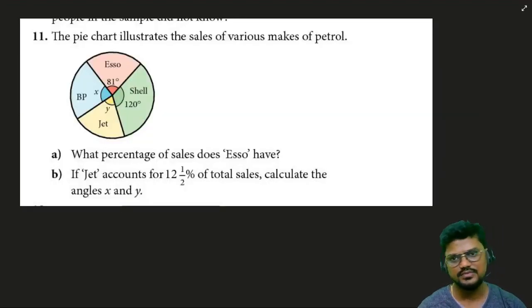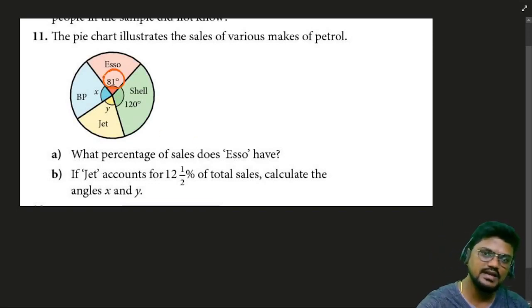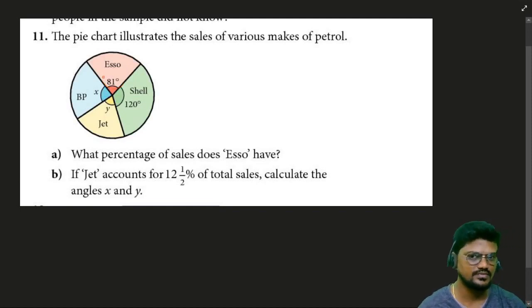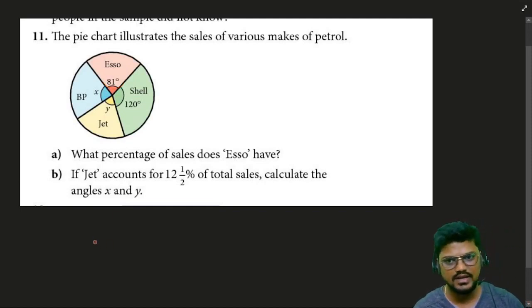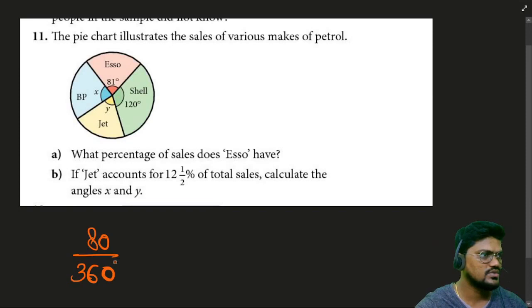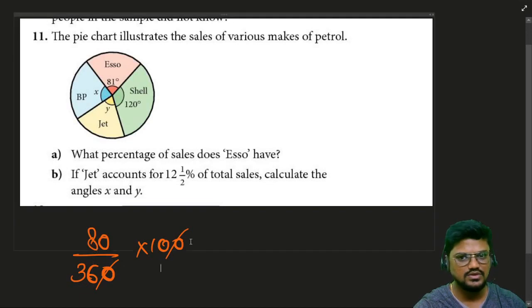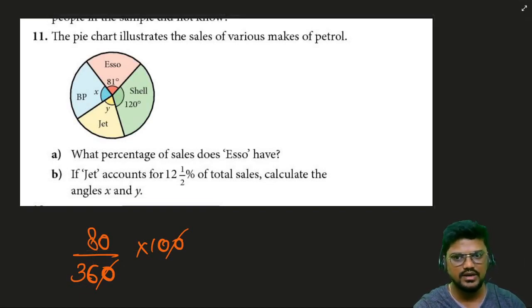See over here, how do we solve it? For ISO it is 81 degrees, and they are asking what percentage that is. So 81 degrees out of 360. Suppose you get 80 marks out of 360, what is the percentage? You directly multiply by 100. Then you just solve 800 by 36.